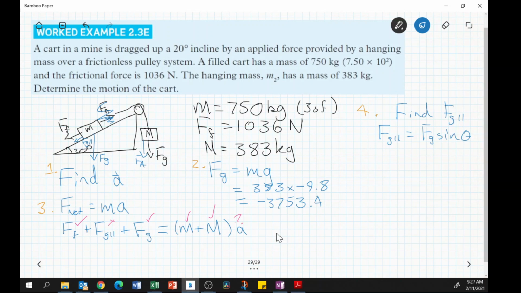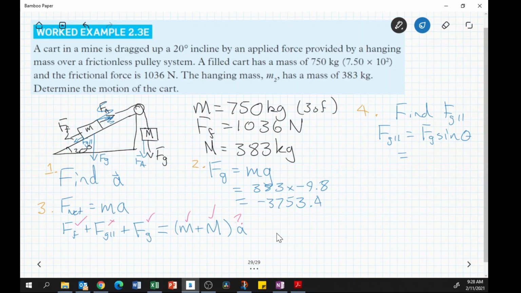Did I get that right? It's the sine that causes the perpendicular component. Cool. So FG parallel will equal our force due to gravity. What's our force due to gravity? We actually haven't calculated it for this object.